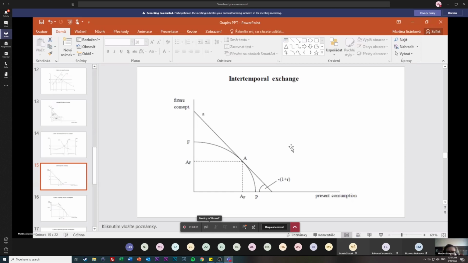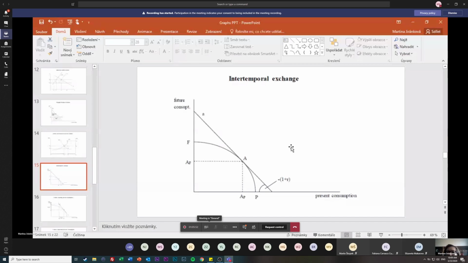So at first, have a look at point A. For example, me as an individual, as a household, I am in situation A, with P for present and F for future. So I have some combination now of present and future consumption. I'm producing it somehow. But you can imagine that I can move alongside the PPF curve, the concave curve, you can see it here.